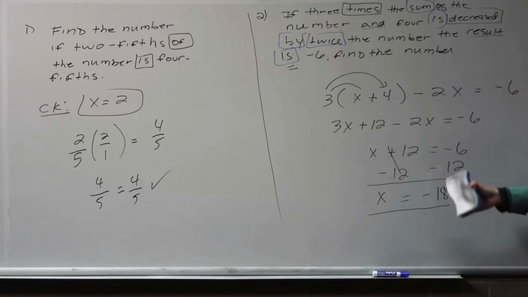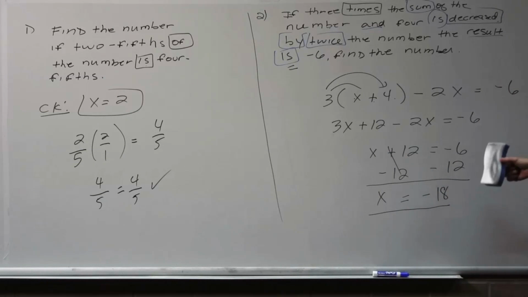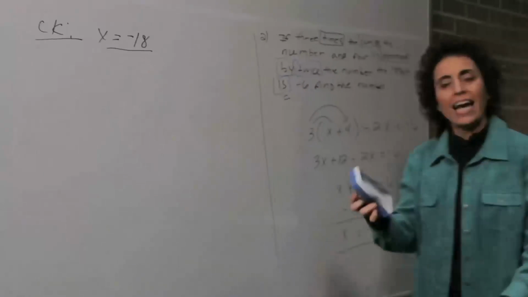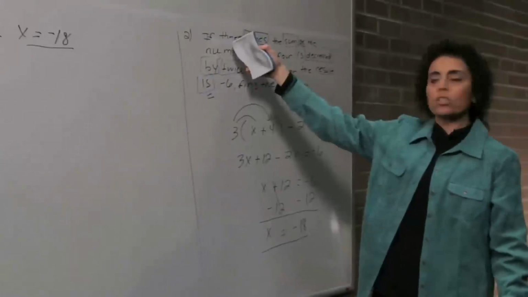So we get -18. We want to make sure we're correct. To make sure we're correct, we're going to have to check this. So I'm going to erase this and put the check right here. Okay, we're going to check x equals -18. Let's see what we got.